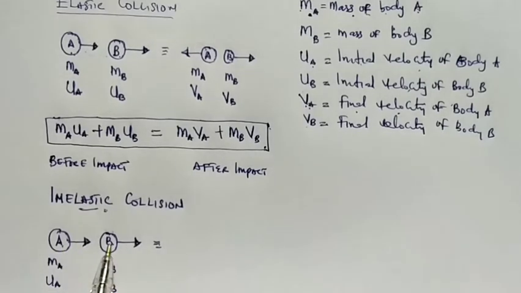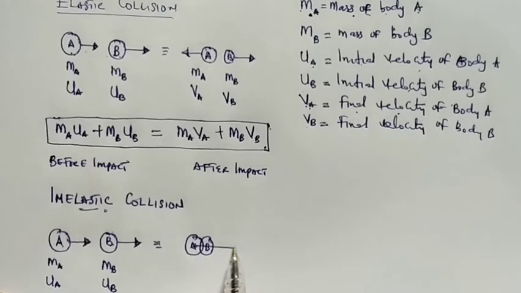As it's catching up with B, just like a heavy duty truck hitting a sports car. Now what happens? Instead of hitting and separating, it hits the sports car. This is A, this is B, and they stay moving together with a common velocity V. So B will now start moving with the velocity of A, because A has more impact and more momentum than B.